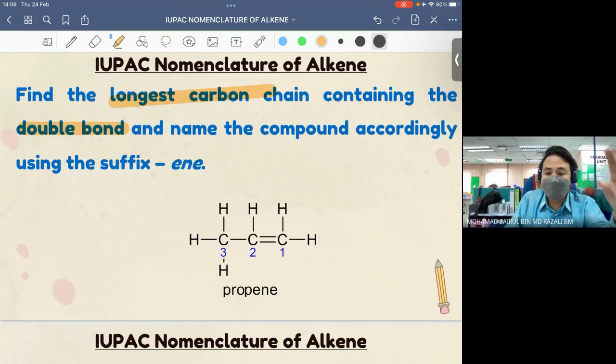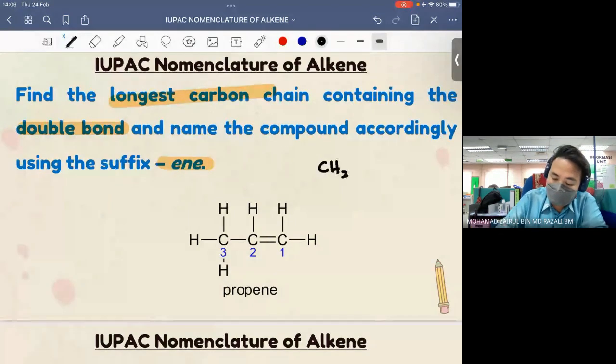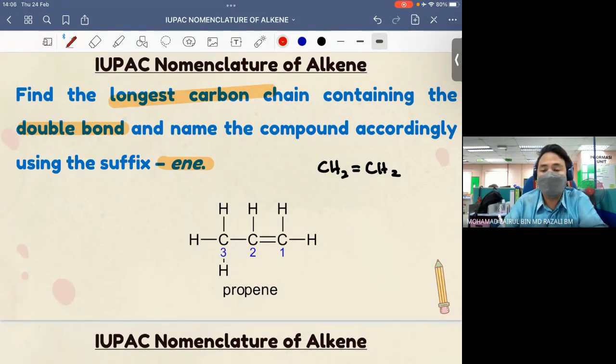Okay, kalau alkane the suffix itu ataupun the ending of the name itu kita gunakan "ane". Kalau dia adalah alkene, the suffix itu adalah "ene". So let's say kalau saya ada CH2 double bond CH2. So the prefix, remember that prefix itu refer kepada number of carbon. Okay, now we have two carbon. So two carbon, so the prefix is going to be "eth". Okay, now kita ada satu carbon double bond carbon, dan kita tambah suffix dia adalah "ene". So nama dia akan jadi ethene.